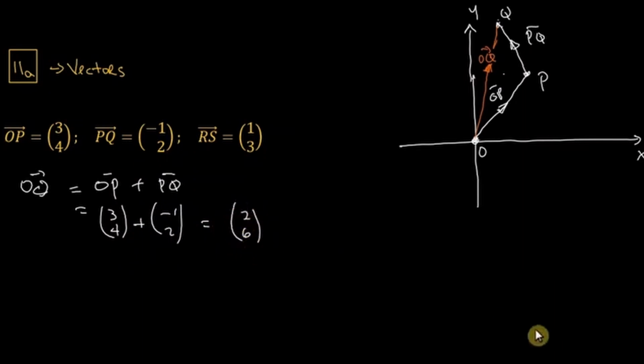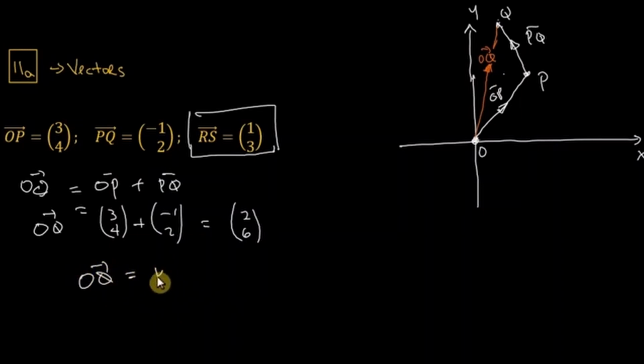So we are now introduced to a new vector RS, which is (1, 3). And we're asked to show that RS and OQ are parallel. This is OQ. Well, this is simple enough to show, because all we need to show is that OQ is equal to some constant times the vector RS. That is the proof that they're parallel. So if I can show that, then we are well on our way.